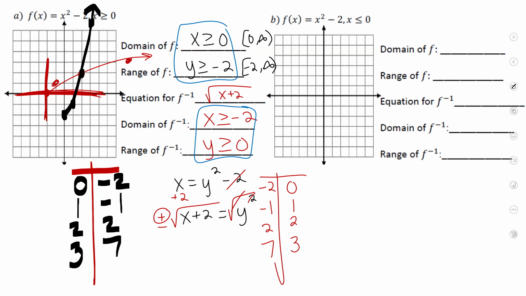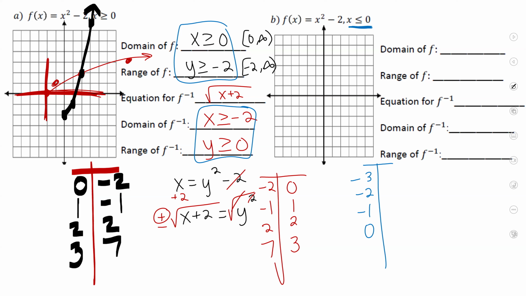All right, let's do this side. Now, what do they say about the domain? It's less than or equal to 0. So let's make our table. I want values less than or equal to 0. So how about we do negative 3, negative 2, negative 1, 0. These are numbers less than or equal to 0.